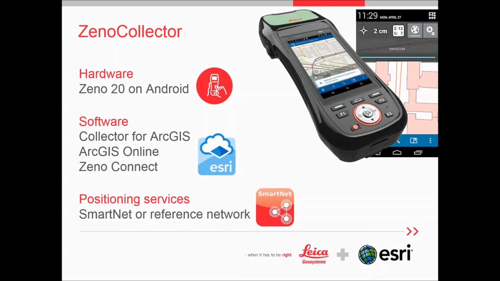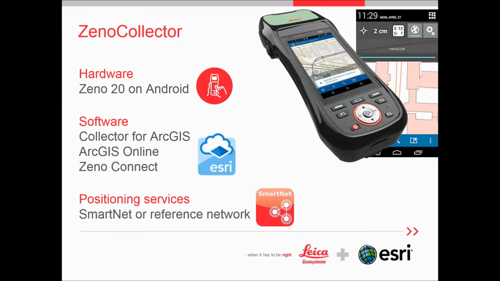Secondly, we've got the software. As we've already seen today, the Collector app has the ability to synchronize with your ArcGIS Online account to manage and store all your captured data. Leica Zeno Connect is the software running on Zeno Collector that allows the GNSS position to be streamed from the high accuracy antenna into Collector app. We'll see Zeno Connect in action a little bit later.